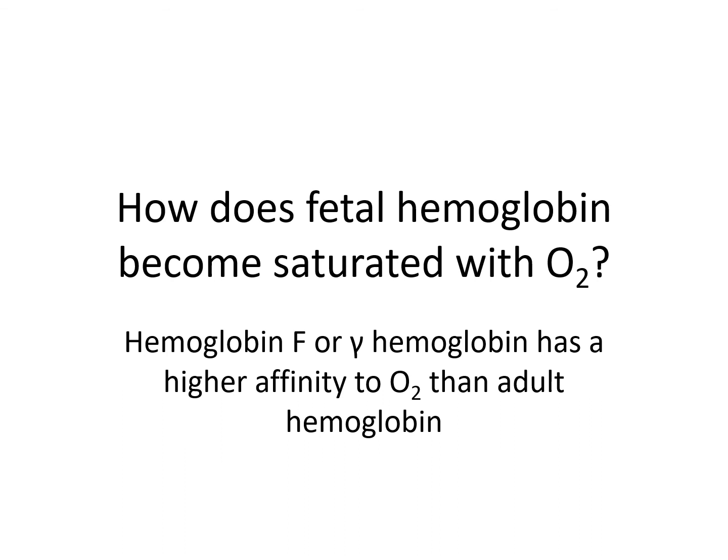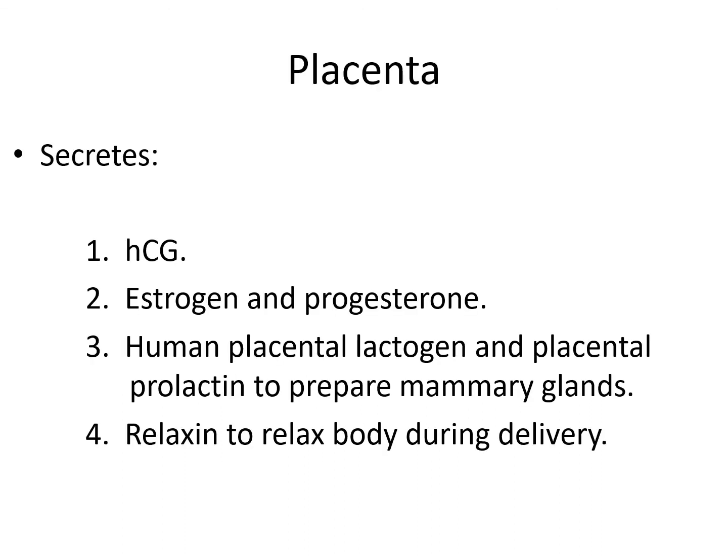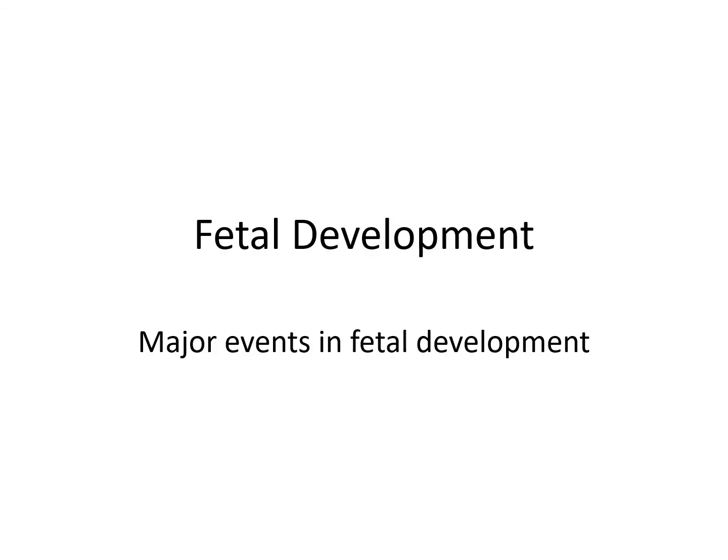Now, the placenta is a very important structure, and it also produces human chorionic gonadotropin. It produces estrogen and progesterone, so it's also an endocrine organ. It produces human placental lactogen and placental prolactin to prepare the mammary glands. And it also produces relaxin to relax the body during delivery. Now, we'll take a look at the major events of fetal development.